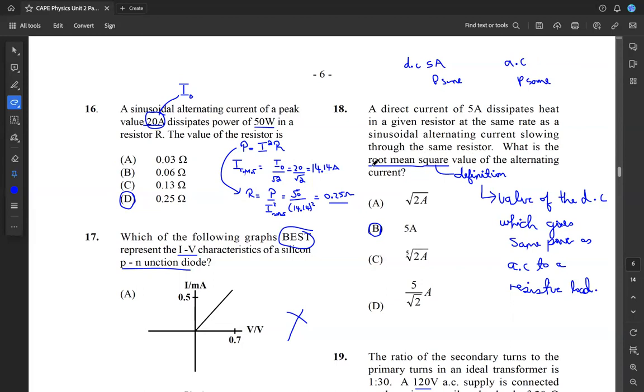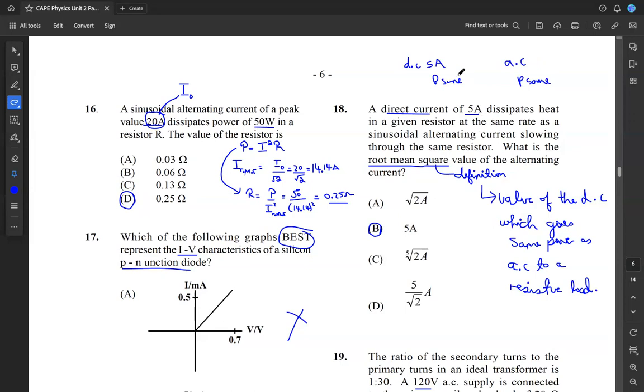So they're asking, what is the RMS, the root mean square value of the alternating current? The definition of the root mean square value is that it is the value of the DC current which gives the same power as the AC to a resistive load. The question literally set us up here because it's telling us that this direct current of 5A dissipates heat in a given resistor at the same rate as a sinusoidal alternating current. So they have the same power, effectively.